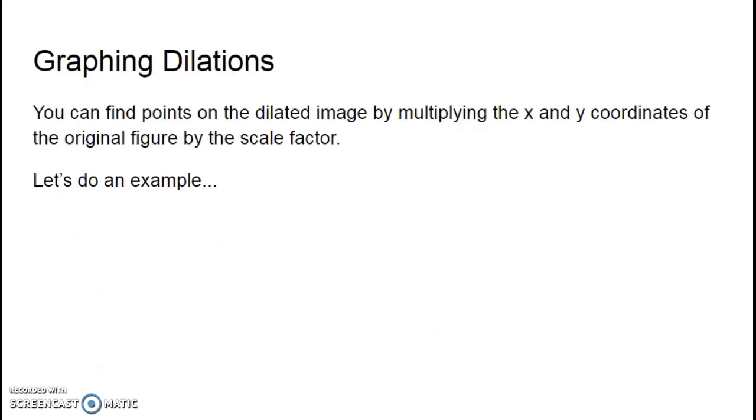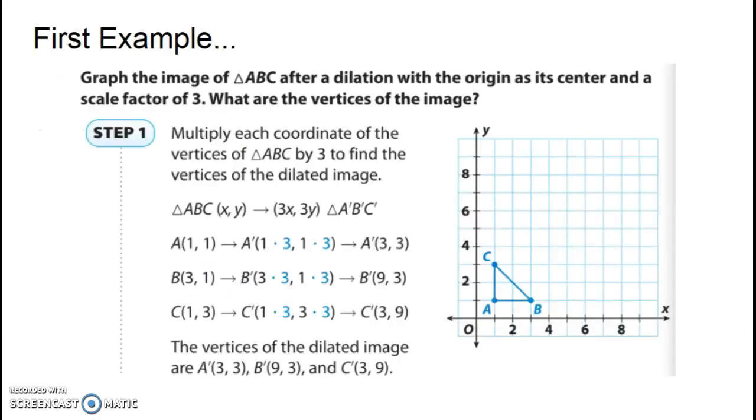So today we're going to talk about graphing dilations. You can find points on the dilated image by multiplying the x and y coordinates of the original figure by the scale factor. So let's do an example. Here's our first one. Graph the image of ABC after a dilation with the origin as its center and a scale factor of 3. What are the vertices of the image? This is what you do.